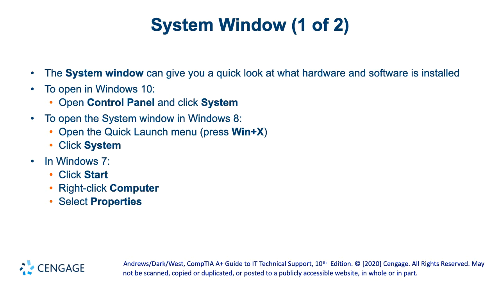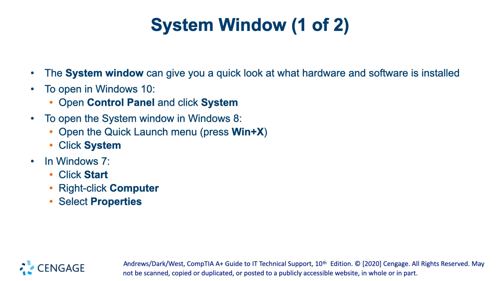And then you can also right click This PC in File Explorer, or on the desktop if you have the desktop icons, and then select Properties, right? So this right click on Computer, it's now This Computer. So it still works. It's just that in Windows 7 they called it Computer. Now in Windows 10 it's This Computer or This PC.